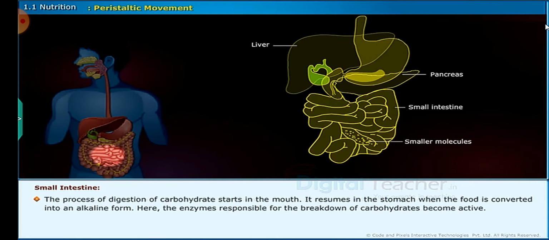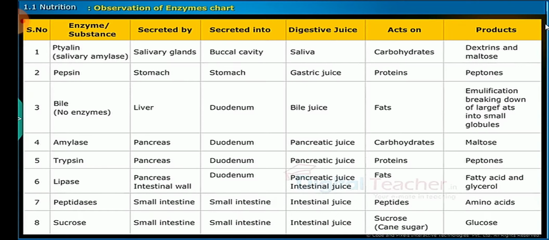The process of digestion of carbohydrates starts in the mouth. It resumes in the stomach when the food is converted into an alkaline form. Here, the enzymes responsible for the breakdown of carbohydrates become active. The table on the screen gives information about different enzymes, digestive juices, and their functions.